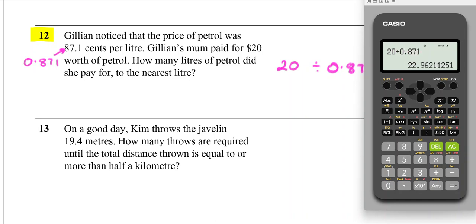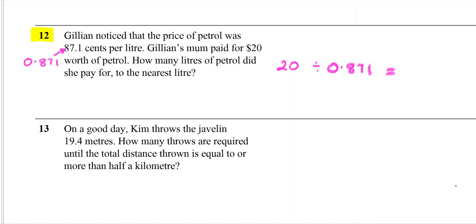Okay, so 22, it says to the nearest litre. How many litres of petrol did she pay for to the nearest litre? So we can go to 23. 23 litres of petrol.